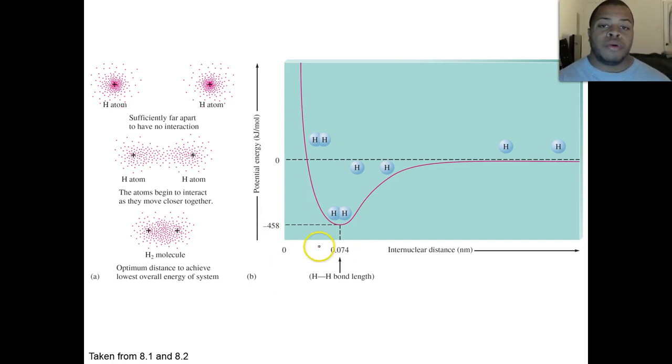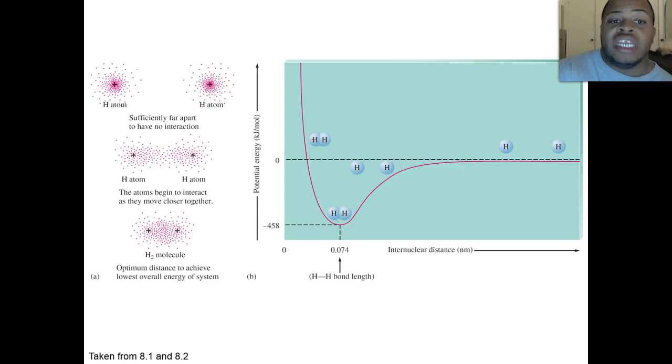But there's a certain point that will be ideal. So you notice that here they're sort of at about a 0 point, and we're noticing that the further they are apart, the closer we get to this 0 level. But here, at approximately 0.074 nanometers, which is given to us here, this is sort of the lowest energy state that we'll find it. This is the ideal situation.